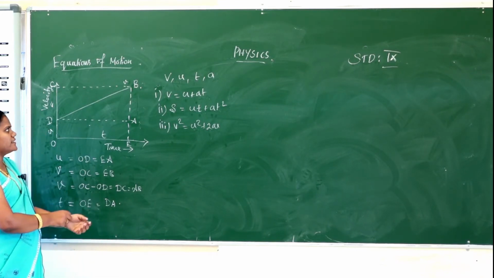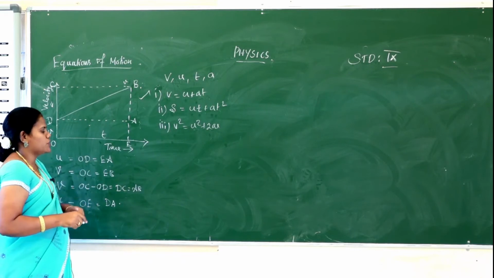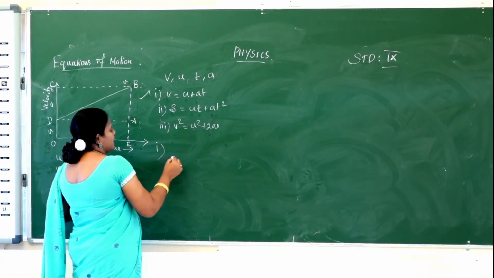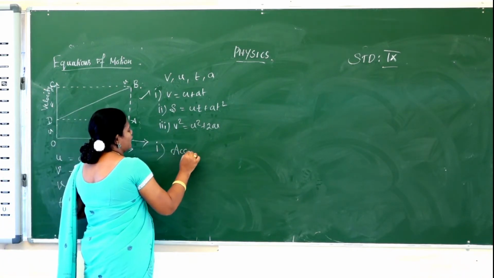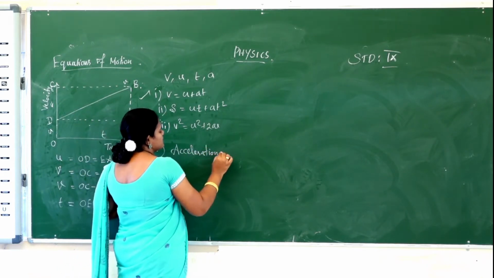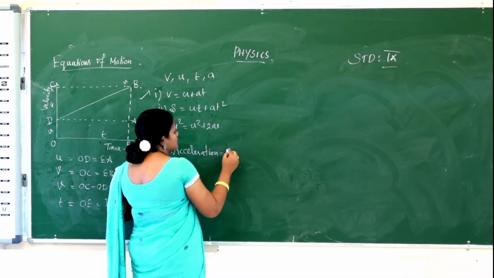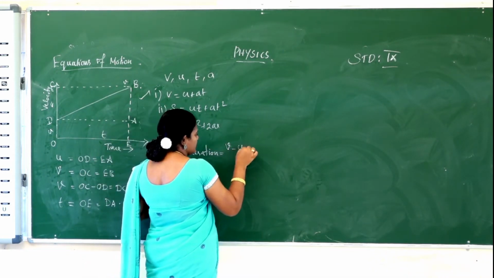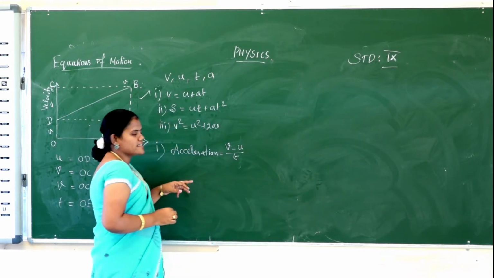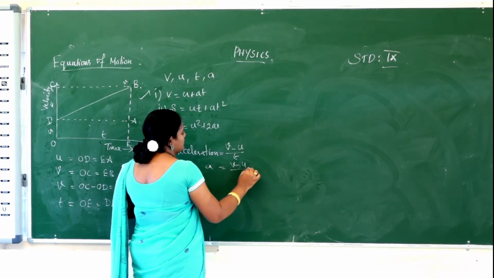First I will select the first equation of motion. How to derive the first equation of motion? First you consider the acceleration. What's the formula for acceleration? That is change in velocity by time. Change in velocity by time is final velocity minus initial velocity by time. So acceleration A is equal to final velocity minus initial velocity by time.